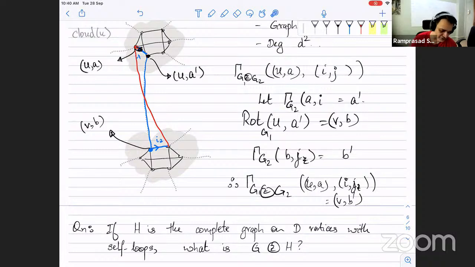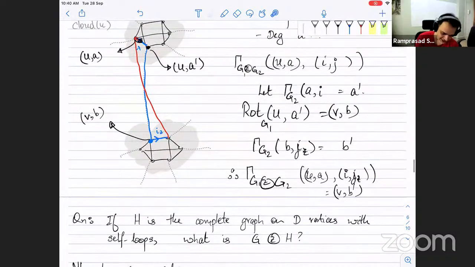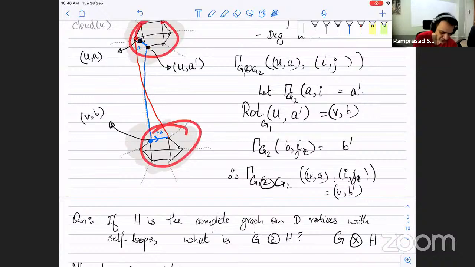Let's ask ourselves the following. Which of these vertices will be connected to these vertices? I think all of them. Exactly. So what this ends up being is actually G tensor the complete graph, because it's like saying that as long as there is an intercloud edge, every vertex here is connected to every vertex here.